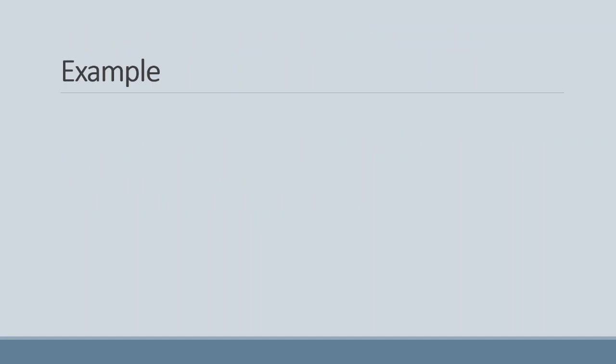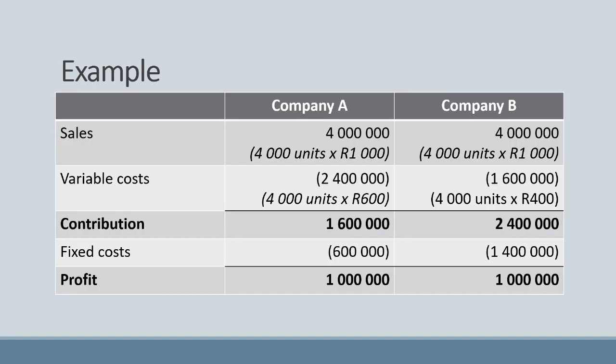Now let's look at a small example to make sure we can calculate and interpret the degree of operating leverage. Here we have two companies that make equal sales and profits. However, the companies' cost structures are completely different. Company A has more variable costs and lower fixed costs, while Company B has more fixed costs and fewer variable costs.